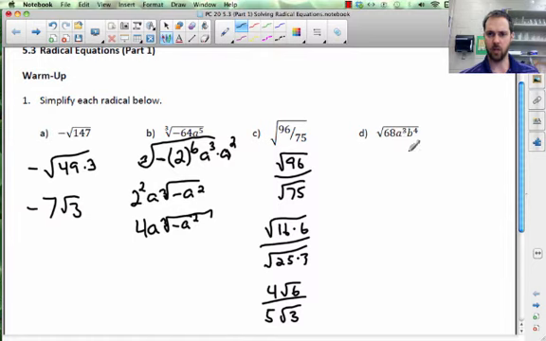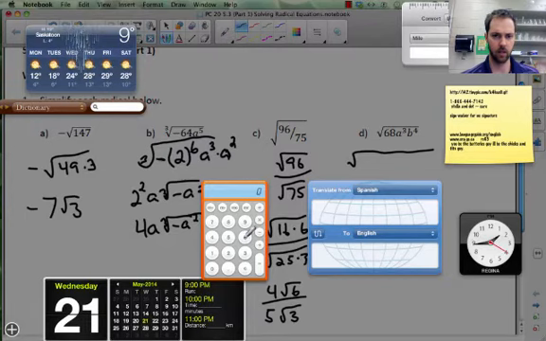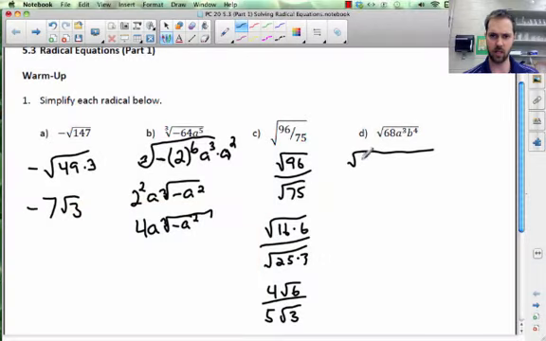Finally, the square root of all this stuff, 68, can be written, 68 divided by 4 gives you 17. Okay, so 68 can be written as 4 times 17. A cubed can be written as a squared times a. And b to the 4 can be written as 2 groups of b squared if you want.